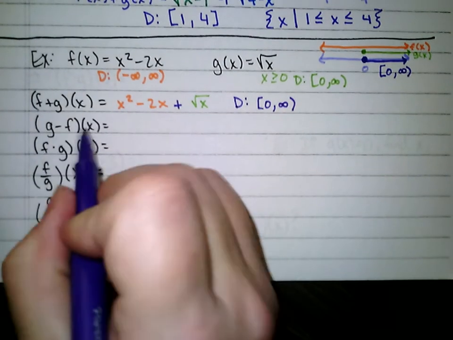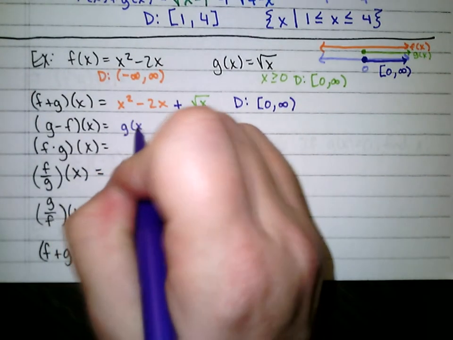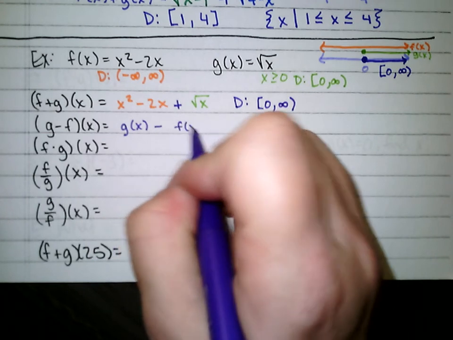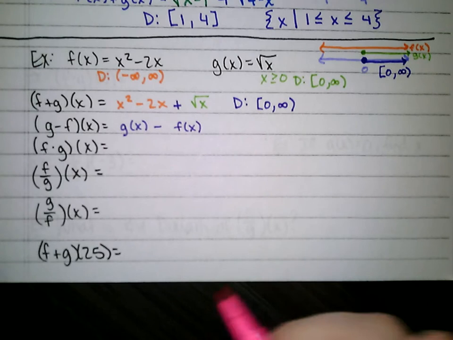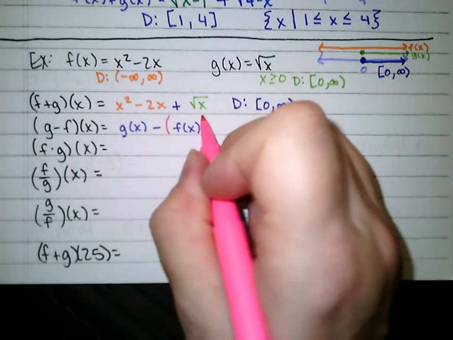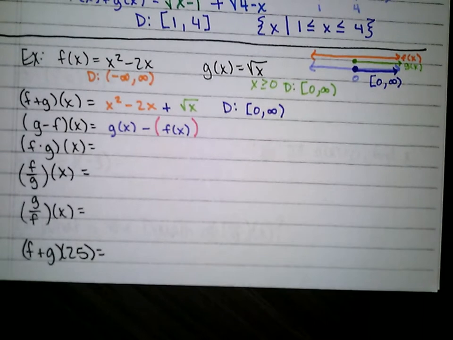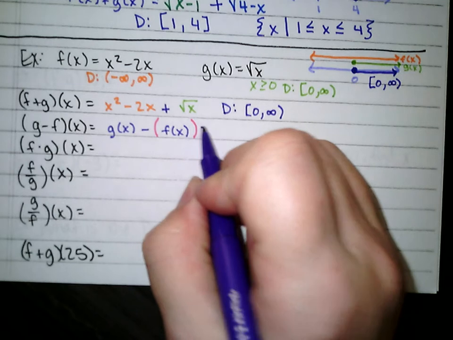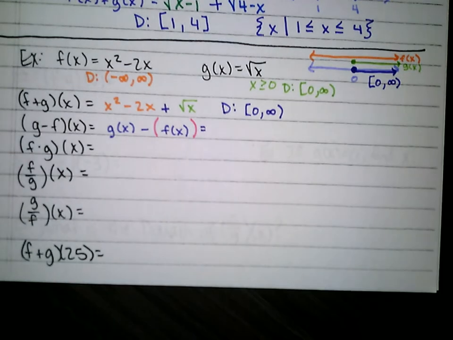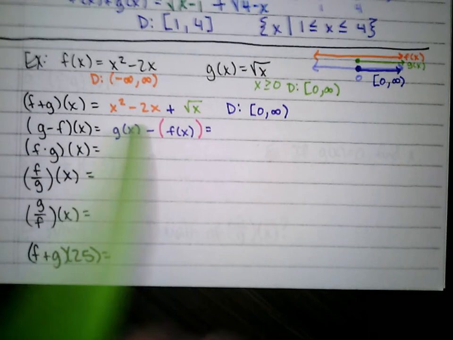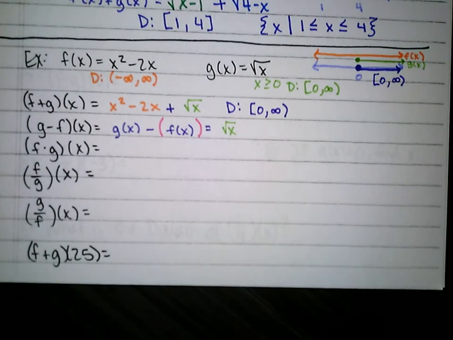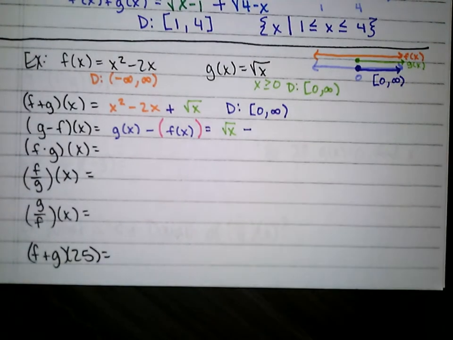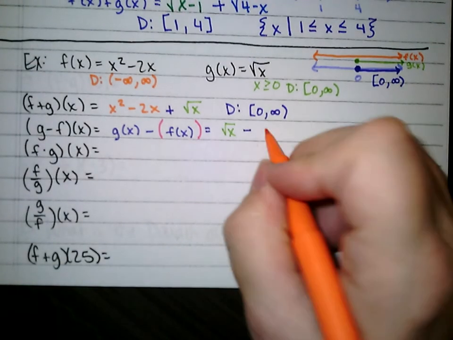Now on g minus f of x, so that's going to be g of x, and we're going to subtract f of x. When you do this combining of functions and you have subtraction, I want you to always put your second function in a set of parentheses, always. If you don't do that, you'll probably make a sign error along the way. So we're going to take our g of x, which was square root of x, and we're going to be subtracting f of x, which was x squared minus 2x.